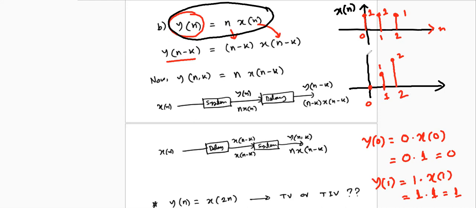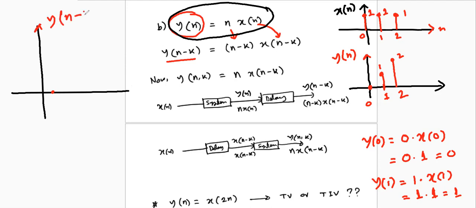This is our y[n]. Now if you shift it by k samples, where k equals 1, what will happen is very simple. Since k is a positive value and we have minus k, it will shift to the right by one sample. So we are drawing y[n minus 1], that means y[n minus k] where k equals 1. We are shifting it by one sample. So it will be 0, then 1 and 2.